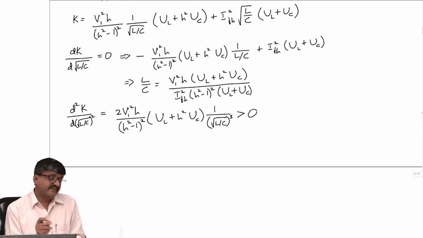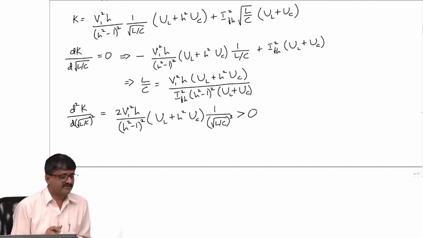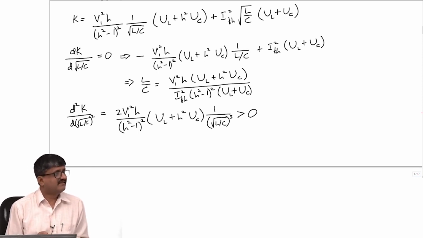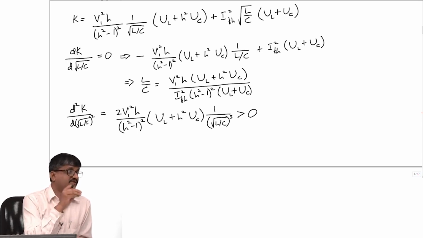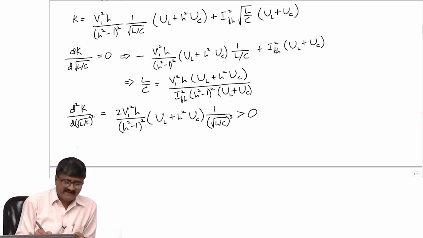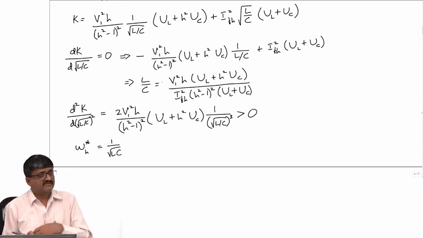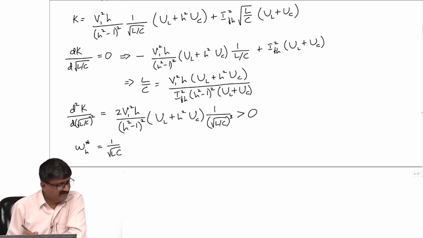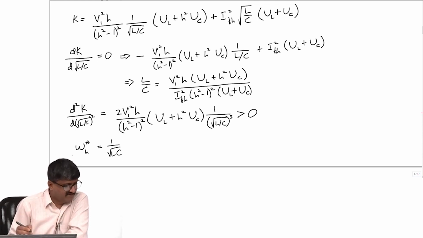But it still does not give the value of L and C. It just gives the ratio. So, how to find L and C? Y of H is even more complicated. Y of H means you should know R also. So, omega H star is 1 by root LC. I use these two equations. I have the expression for L by C, and I also have the expression for omega H star. Please note, omega H star is known.